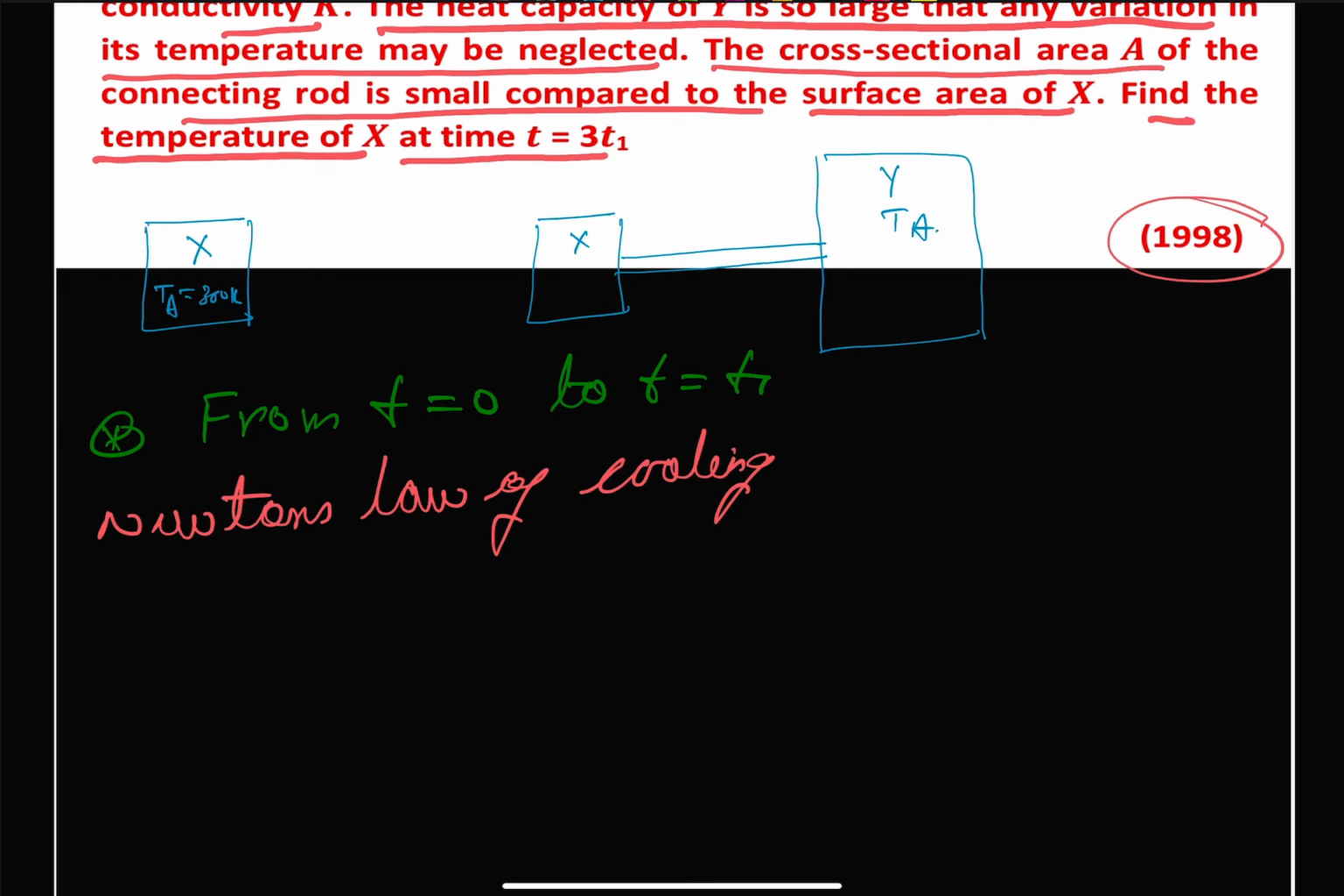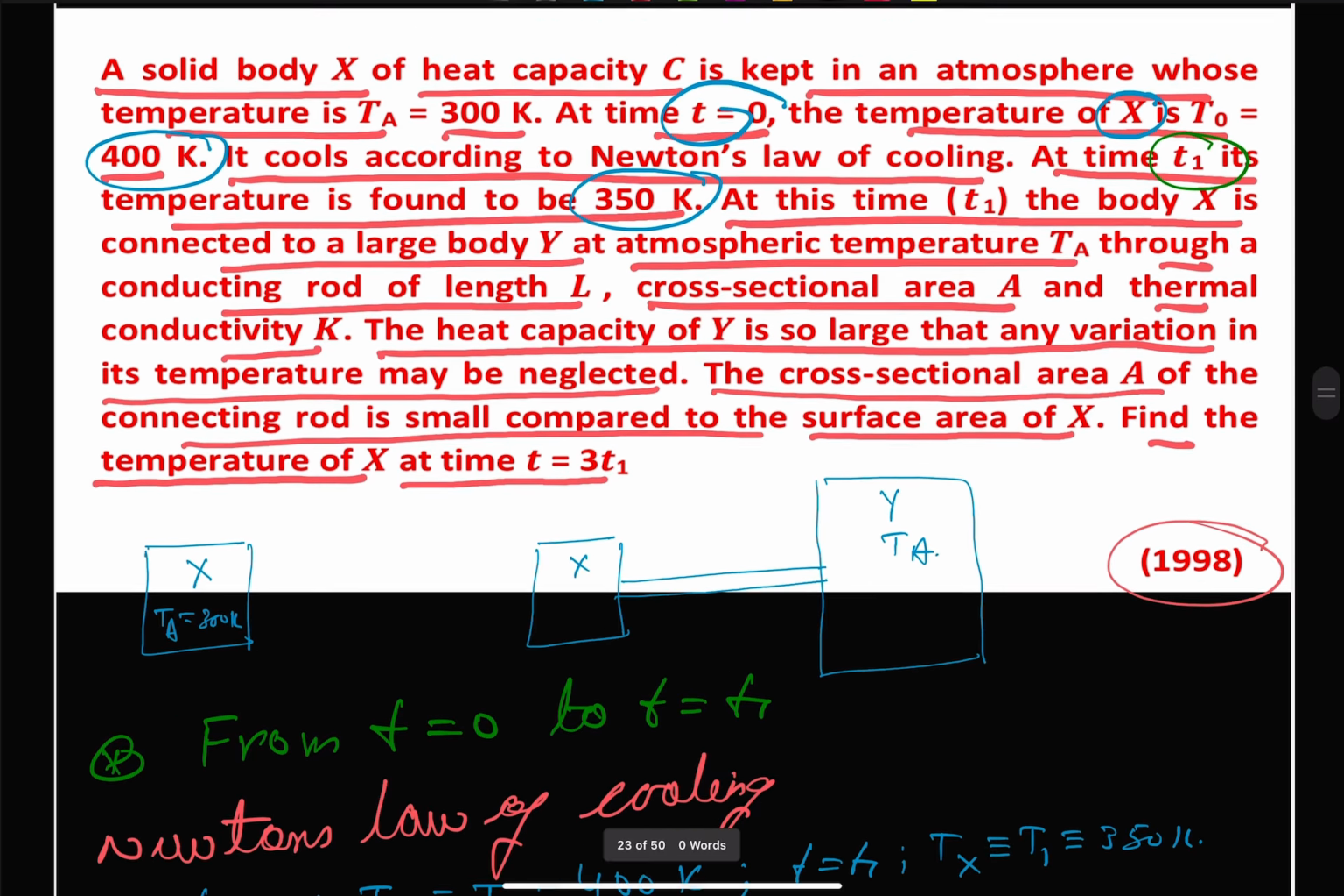And we are going to use Newton's law of cooling. So we are given that at T is equal to 0, the temperature of X is our T naught, which is 400 Kelvin, and at T is equal to T1, the temperature of X is suppose T1, which is 350 Kelvin. Okay. Atmospheric temperature we know is given to us as 300 Kelvin.